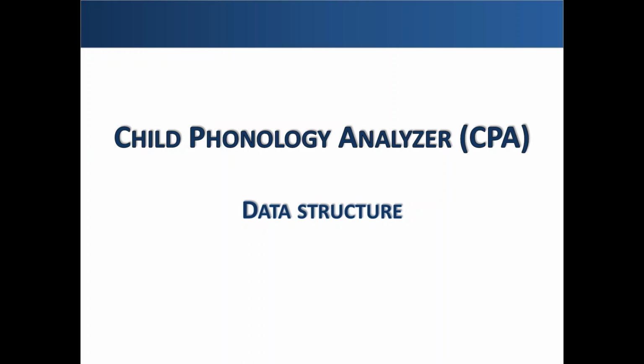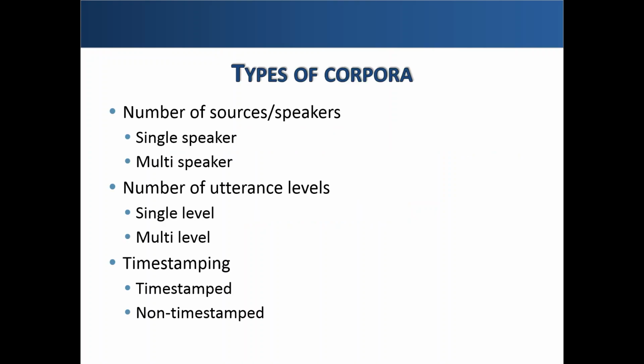In this video, I'll describe the types of corpora that can be analyzed with CPA. I classify corpora according to three parameters: the number of sources or speakers, the number of utterance levels, and time stamping. A corpus can contain data from a single source or from multiple sources. Sources can be different texts or speech data collected from different speakers.